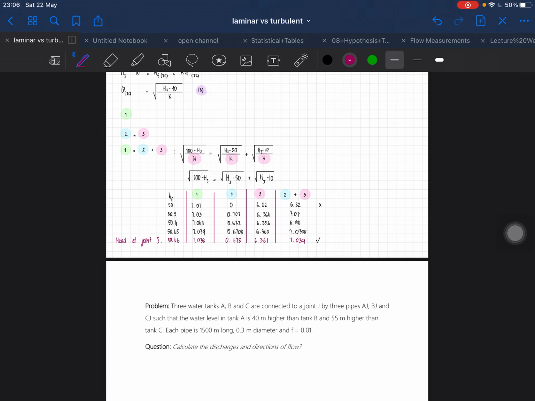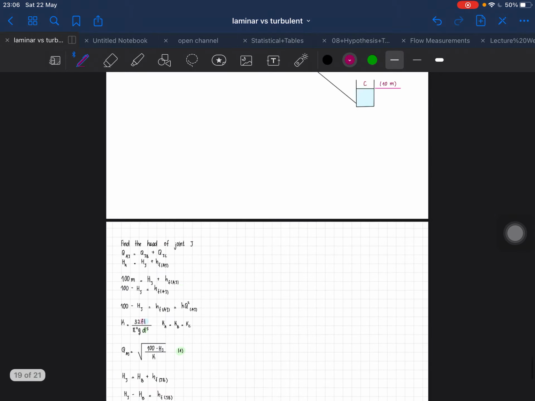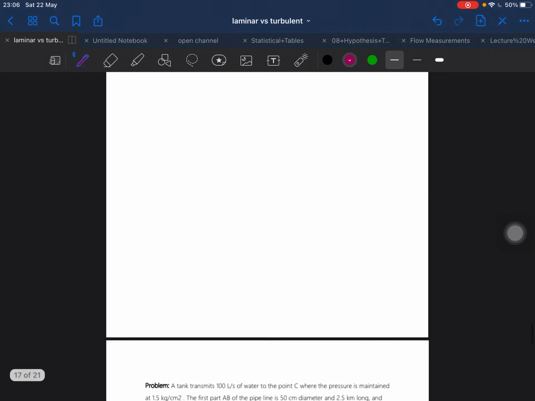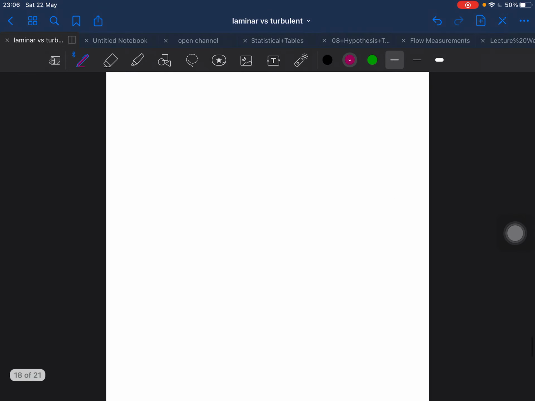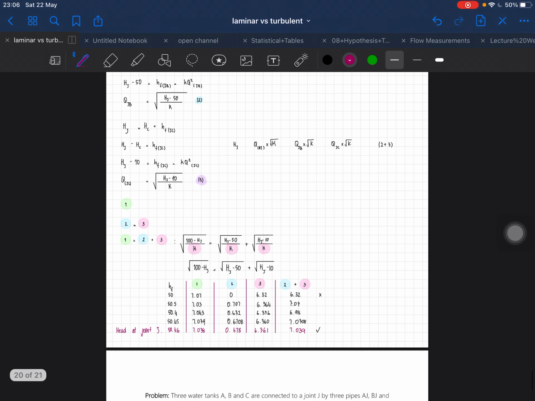For now, we can stop here, and I will come back later with all these three exercises, three problems, and with the problems that we're going to prepare for our exam.